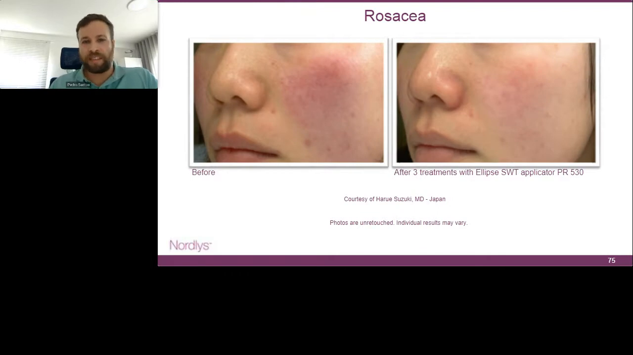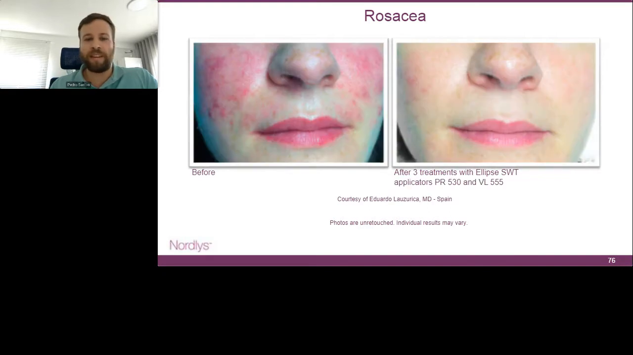Another case, combined telangiectasias and diffuse erythema, after 3 treatments with a nice clearance. And this case with some papulopustular areas on the zone, after 3 treatments with this nice clearance.